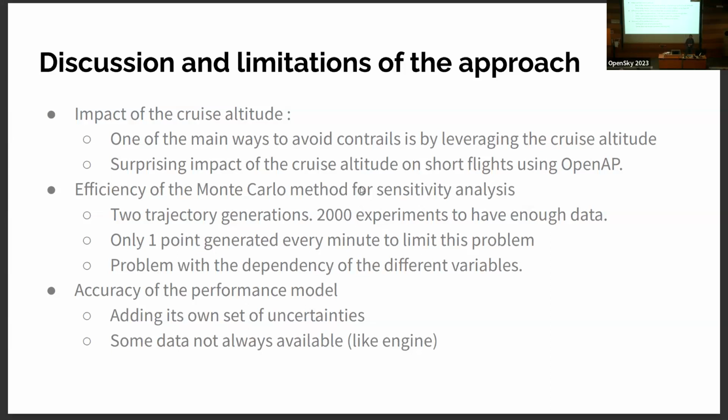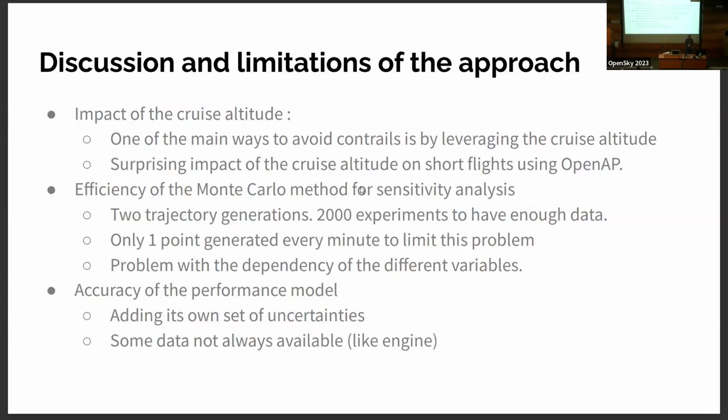We had some problems with the efficiency of the Monte Carlo simulation for sensitivity analysis. As I explained, we had two trajectory generations, which can be quite long already, and to have enough data to perform the method we needed at least 2,000 experiments. Even 2,000 was limited, as you saw. There was a big variance already on the indices. To limit this problem, we only generated one point every minute for the trajectories. So this could maybe be improved.